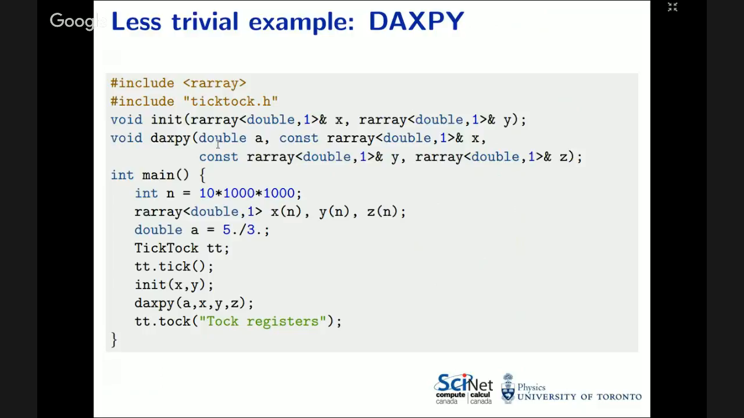Okay, so with that caveat, here's a little code. There's a function DAXPY that I'll write myself. That's why it uses arrays and it looks a little bit different. But basically, it's a 10 million long vector of doubles. I have three of them. There's a value for a. A times x plus y is going to be stored in z. And I'm going to time it, because I want to parallelize that and I want to see how much faster it is.